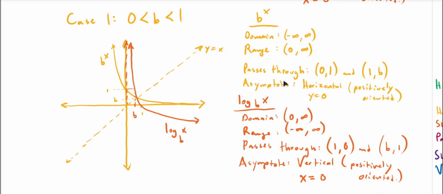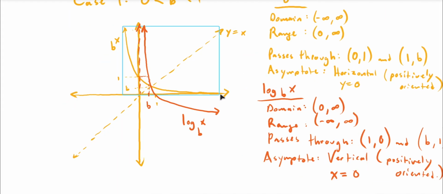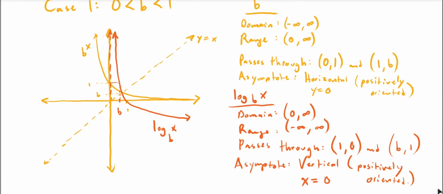Now, our asymptotes have switched, in the sense that instead of being a horizontal asymptote going into the negative x direction, we now have this tail pointing in the positive direction. And likewise, the tail, or the vertical asymptote, of this logarithmic function is pointing positively. But we still have the same equations for those asymptotes, y equals 0 and x equals 0, respectively.